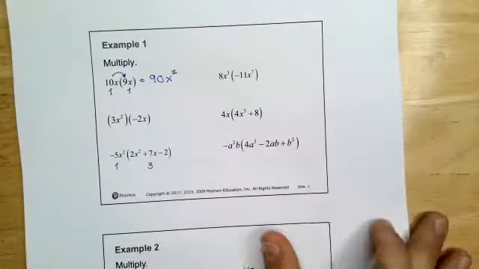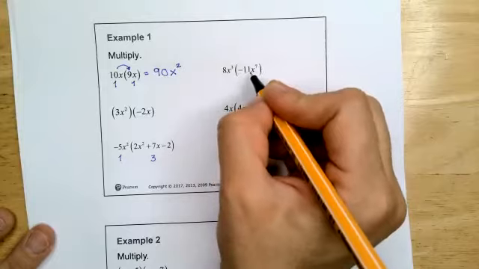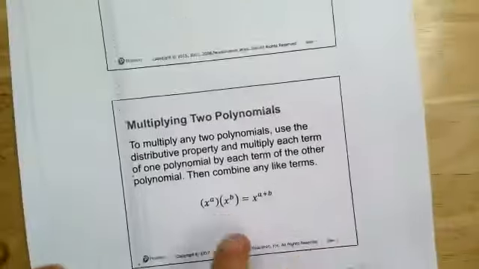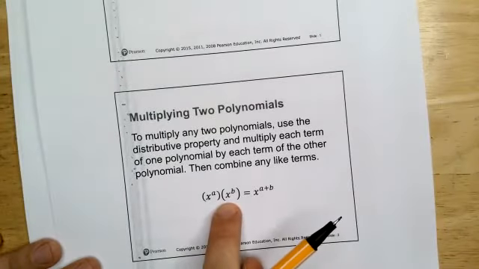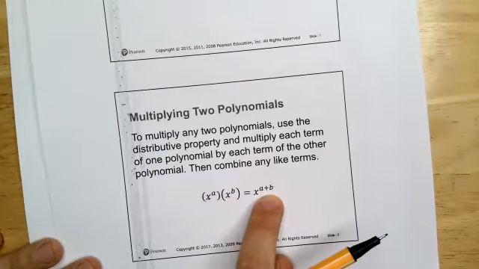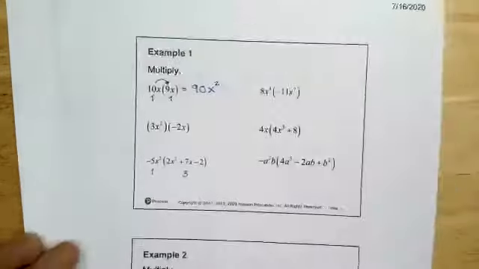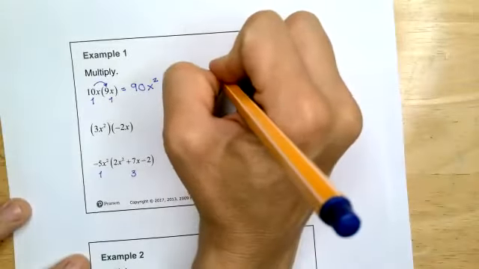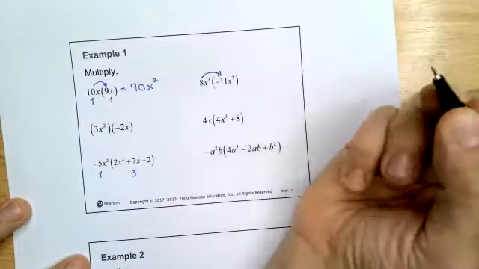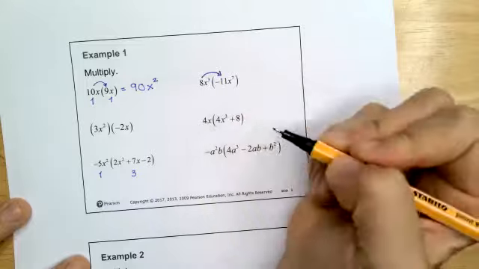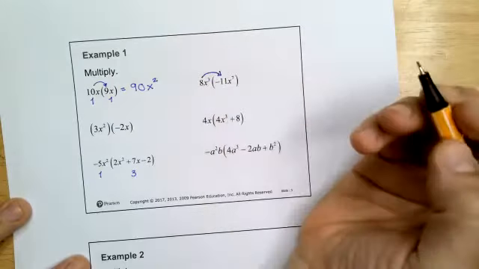All right, same here with 8x cubed and negative 11x to the 7th. Remember, the product rule for exponents is what this is called. The product rule for exponents says if you have the same base and you're multiplying exponents, you keep the base, add the exponents. Good. So again, we're going to take 8x cubed and distribute it to everything inside the parentheses, which is only one term, the term negative 11x to the 7th.